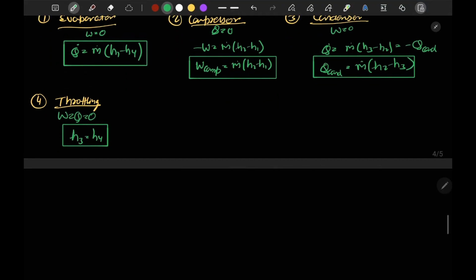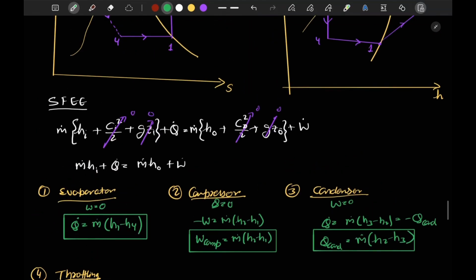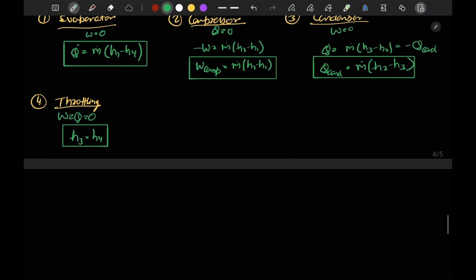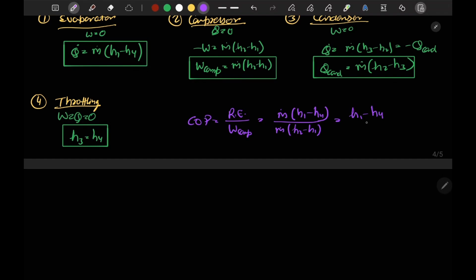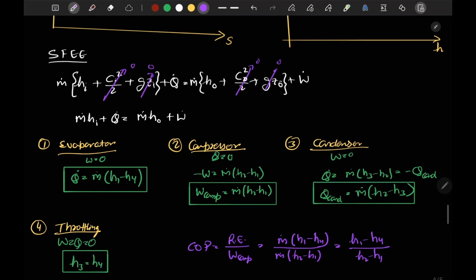From here we can write the COP of this cycle. COP is equal to the refrigeration effect, which is also our desired effect, upon the work supplied, the compressor work. The refrigeration effect is m dot h1 minus h4 upon m dot h2 minus h1. We can write it as h1 minus h4 upon h2 minus h1. So this is our COP for the refrigeration system.